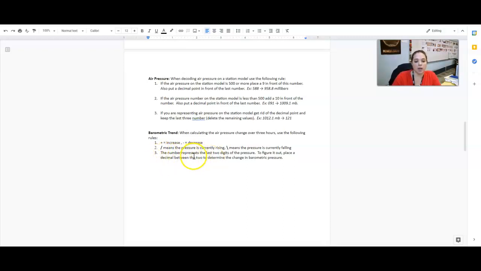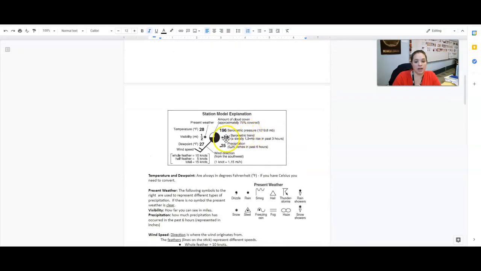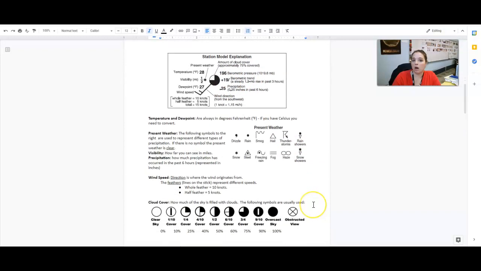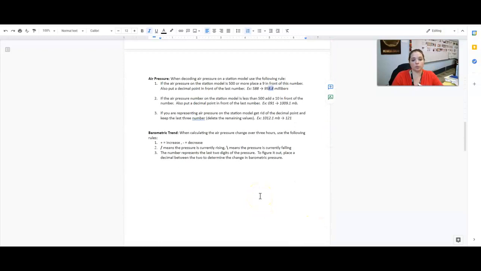And the number represents the last two digits of the pressure, like these two numbers right there, which means, because you notice this does not have a decimal in between, all you've got to do is put a decimal. And you have to add or subtract depending on if it's increasing or decreasing.